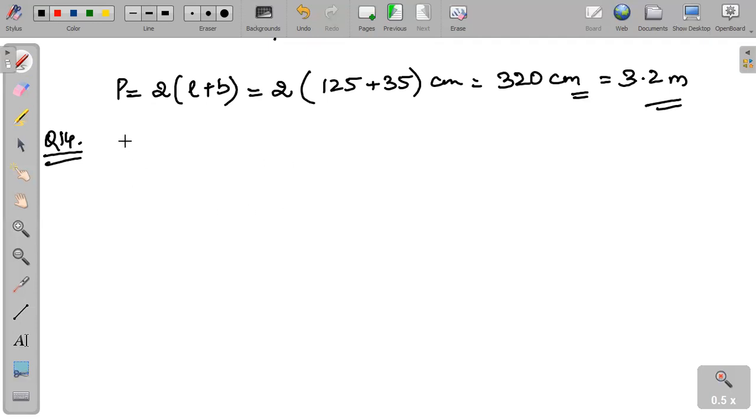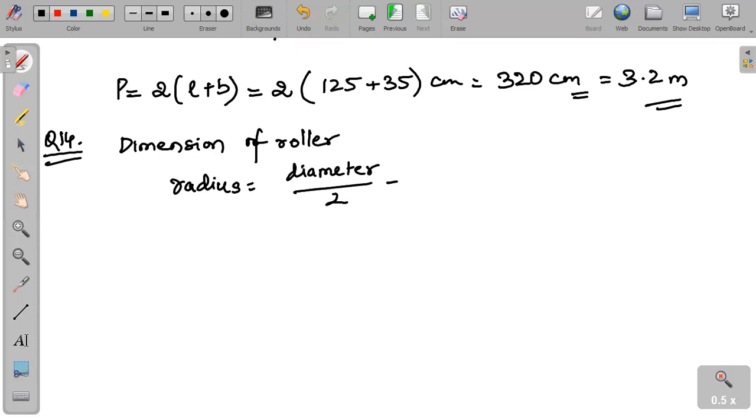So dimension of roller, radius is equal to diameter upon 2, that is 0.7 by 2 or 0.35 meter. Height is equal to 1.2 meter.